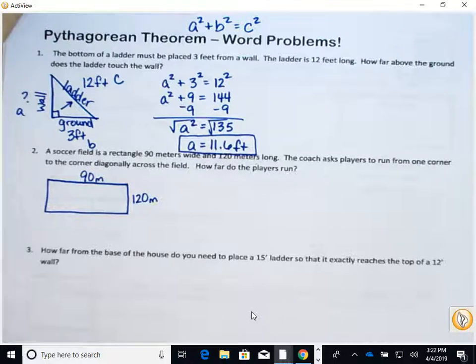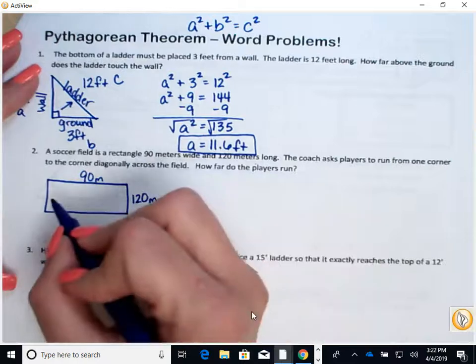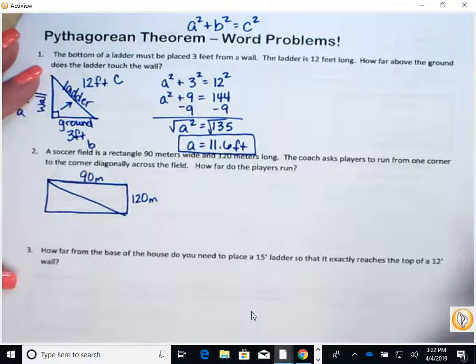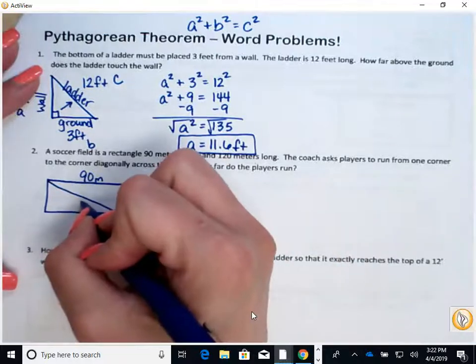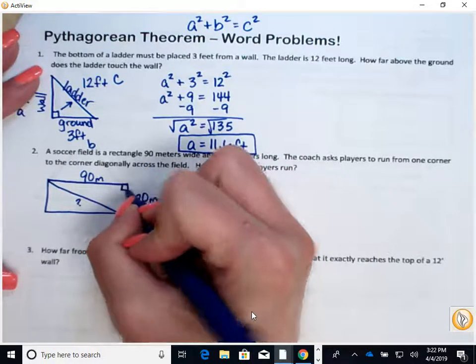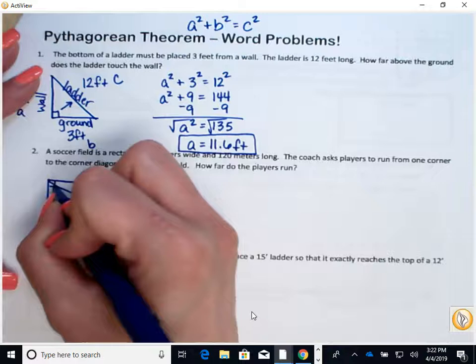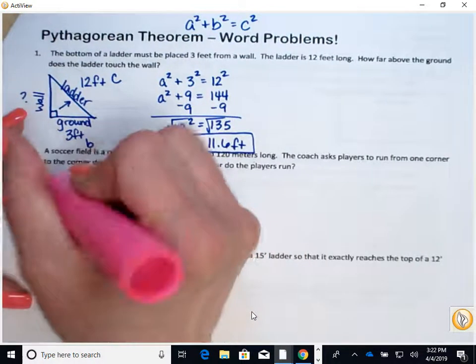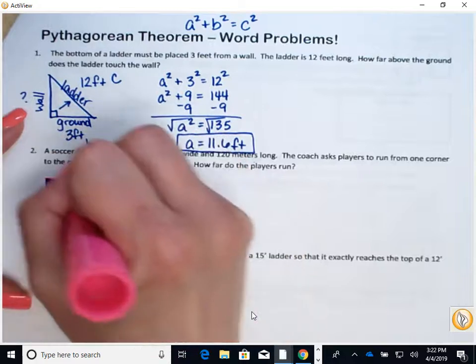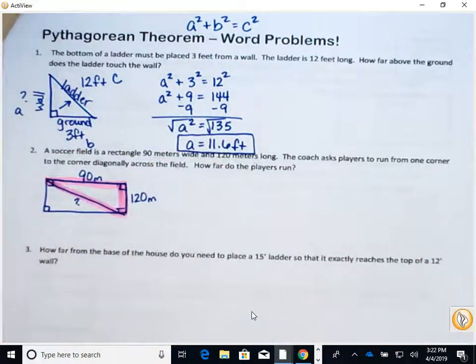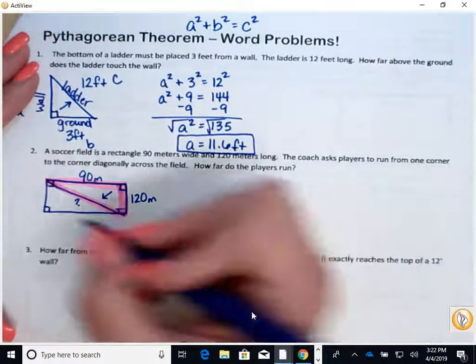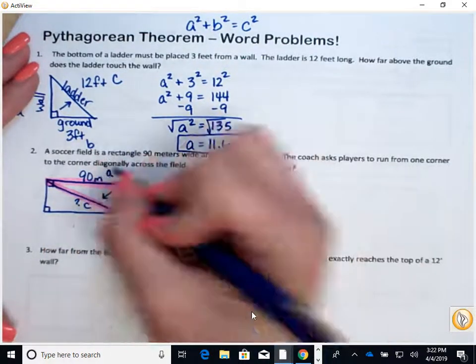The coach asks players to run from one corner to the other corner diagonally across the field. How far did the players run? So that's the side we're trying to find. Here, since we're talking rectangles, we know these are right angles. So I have a right triangle here. And the side we have to find is our hypotenuse side of that right triangle. So that's C side. So I'm going to call this A, this B.